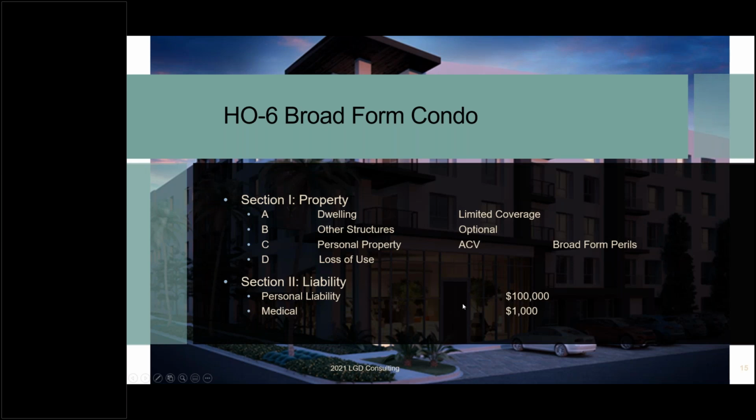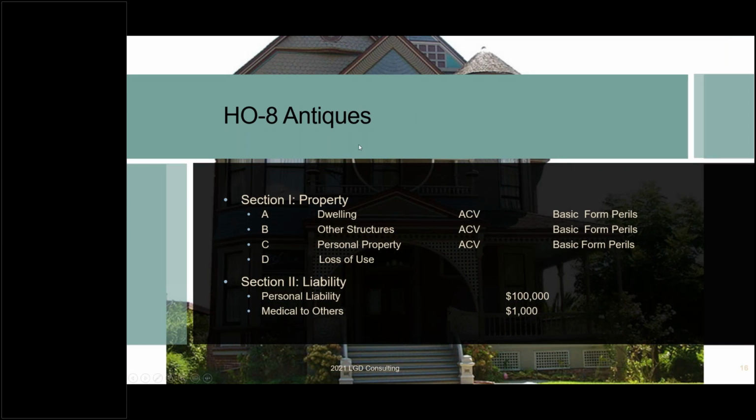All right. There's no such thing as an HO7. So the next one's the HO8. It's that antique home. Again, actual cash value on everything. And since it's a modified HO1, it's basic form perils on the dwelling, on the structures, and your personal property. Right? So it is very limited recovery. Even theft losses on an HO8 are limited to $1,000 per occurrence. Okay. And then Section 2 liability, again, it's the same.